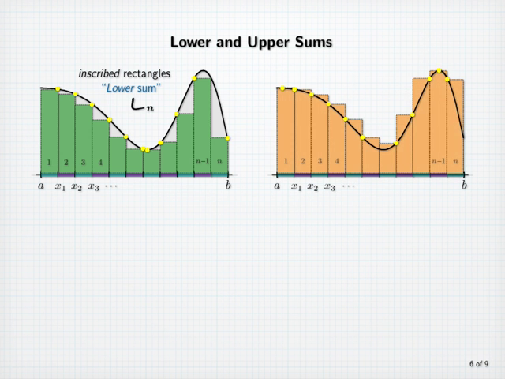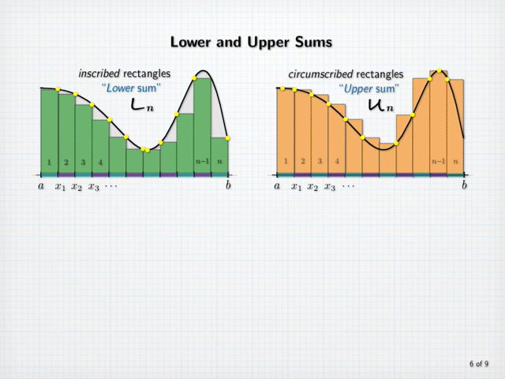Similarly, we can choose our evaluation points so that the tops of all the rectangles are above the curve. To do this, we simply let x hat sub i be the place where the function attains its maximum value on the ith subinterval. These are called circumscribed rectangles, and the corresponding area approximation is the nth upper sum for the function f on the interval [a, b].